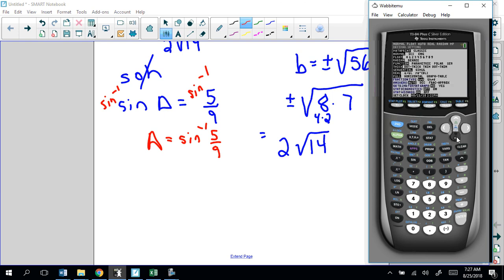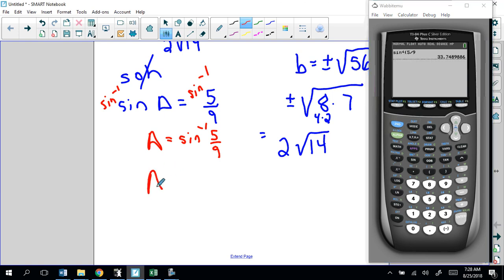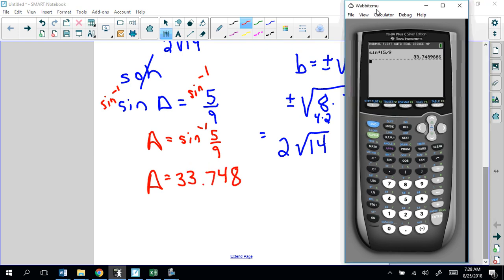Okay, see, I'm in radians. That's a good thing. But when I'm using inverse, I'm going to cheat. So inverse sine of 5 divided by 9, and I pick up A to be 33.748 degrees.